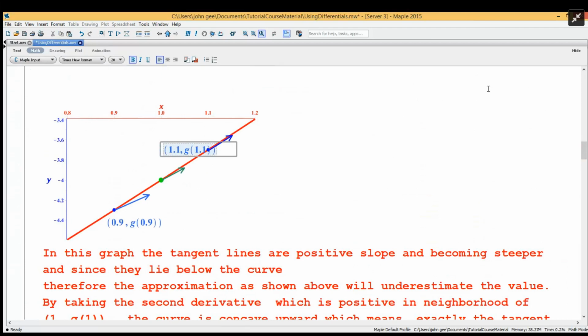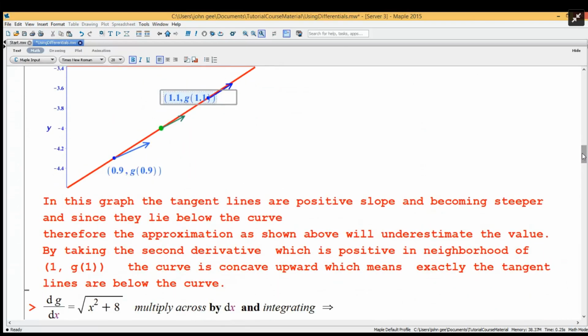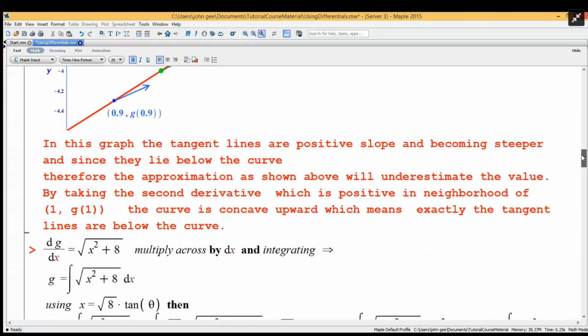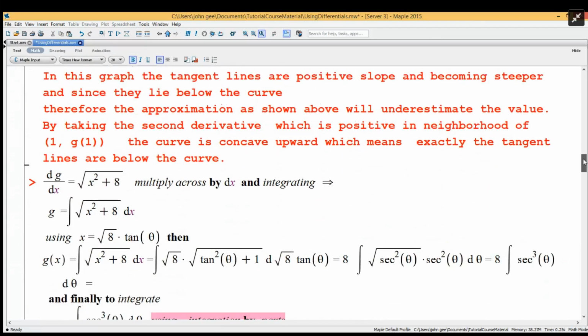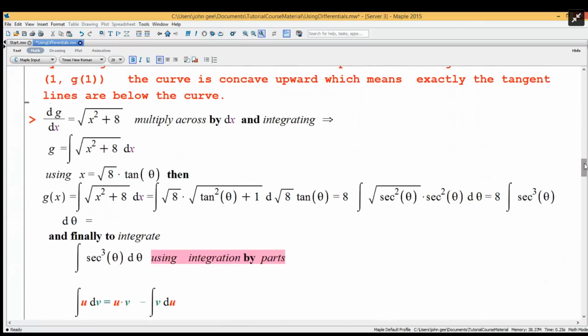Linear approximation is normally just taught as an application of derivatives in first semester calculus. Now, I took the liberty of solving for this, and I summarized some of the steps here, so we'll go over it. You don't need to bother with this anyway, but since the derivative of g of x is equal to that, we multiply across by dx and integrate. And then we actually have to use a trig substitution.